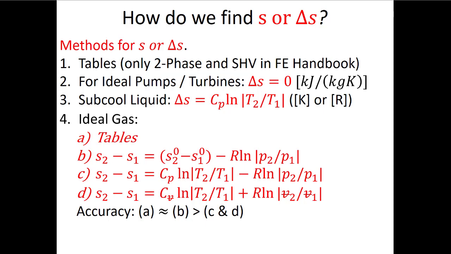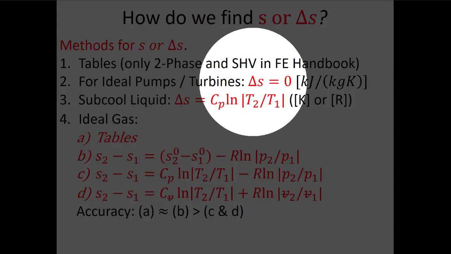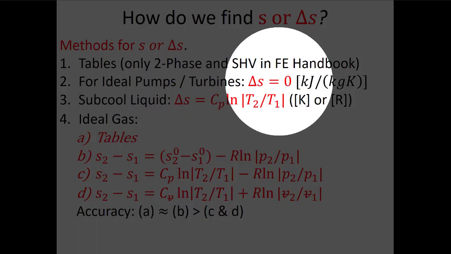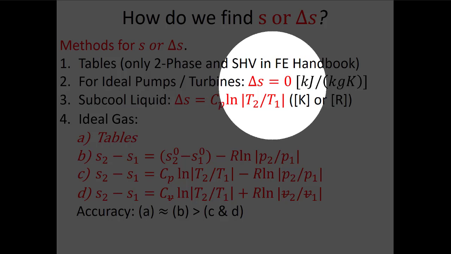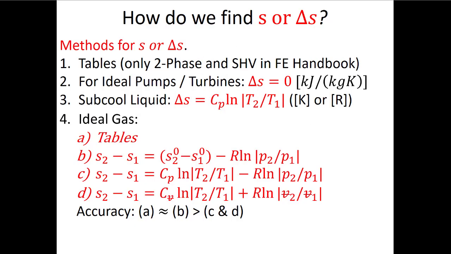If we have an ideal turbine or an ideal pump, then delta S becomes 0 if it's at steady state, adiabatic, and one inlet and one outlet. So we sort of have to do a second law analysis to get to this point. But if we have an isentropic turbine or pump, we would consider that to be ideal, and the change in specific entropy would be 0.